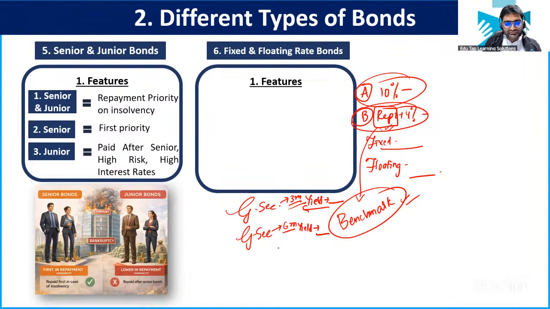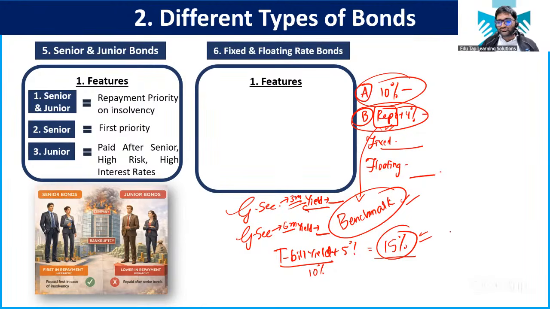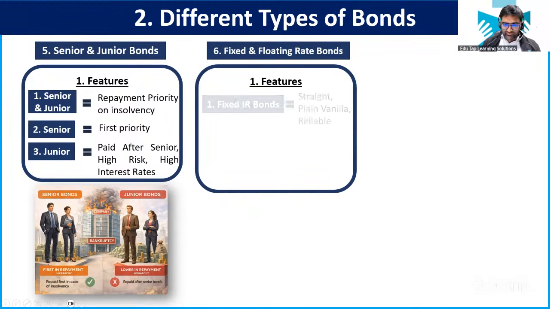Sometimes we say treasury bill yield plus 5%. Let's say the rate of return is around 10%. So the total interest that you are getting on this bond is 15%. Okay, so that's too high. I would also want to invest in this, but anyway, this is how fixed and floating rate bonds actually work. Sensex, Nifty, I don't think so, but yeah, these are some of the standard benchmarks. Is that clear? Right, so that is the fixed and floating interest rate.